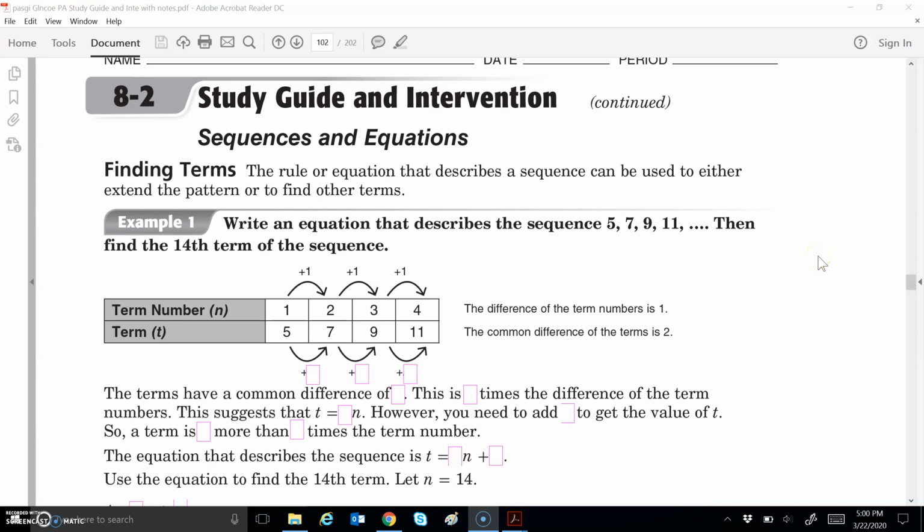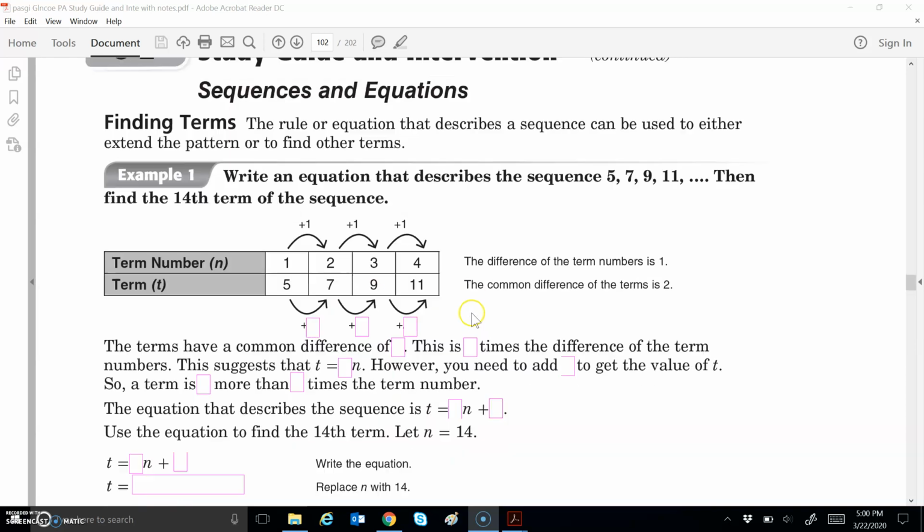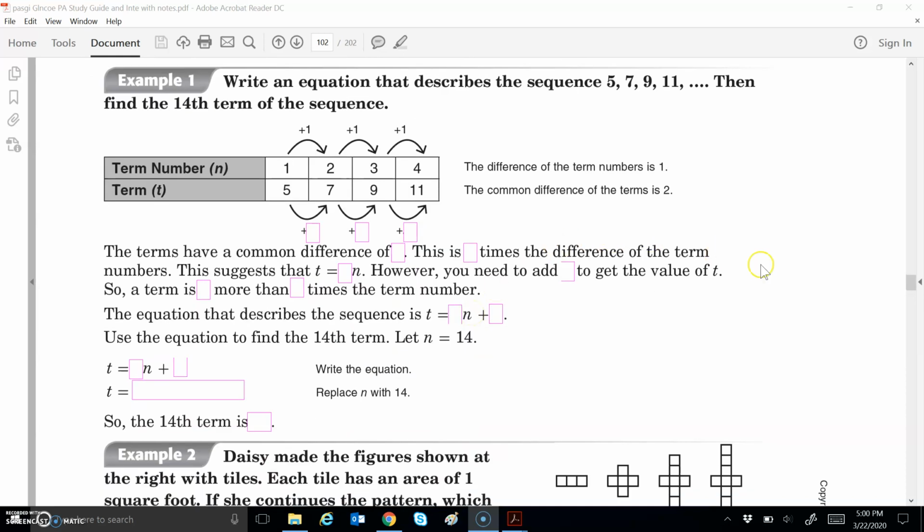Alrighty, finding terms. The rule or equation that describes the sequence can be used to either extend the pattern or to find other terms. Writing an equation that describes the sequence 5, 7, 9, 11, then find the 14th term. So first term 5, second term 7, third term 9, fourth term is 11. What are we doing each time?